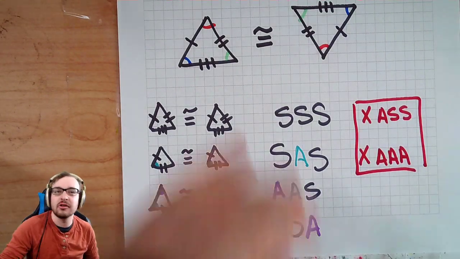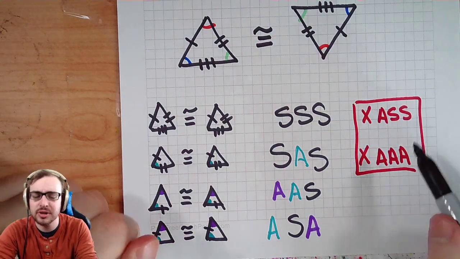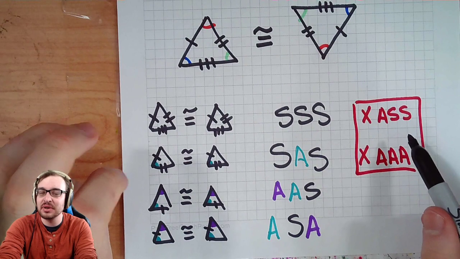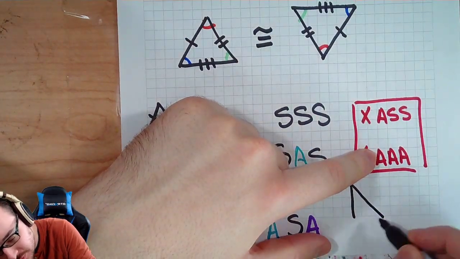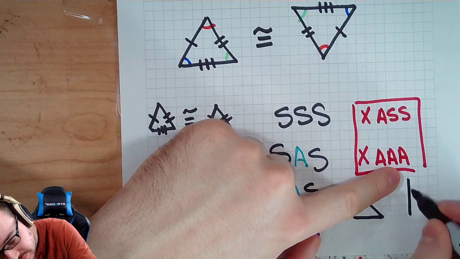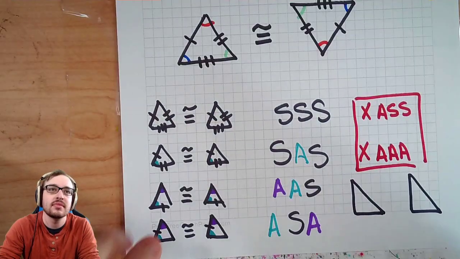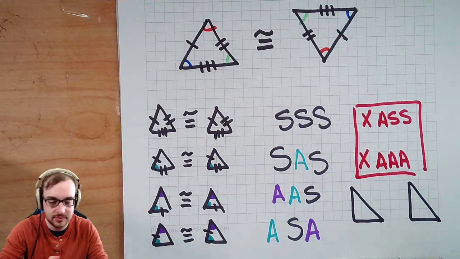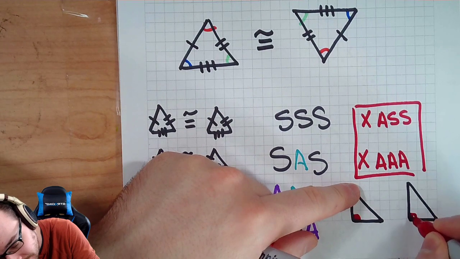There's also a last one, a fifth postulate, and it has to do with just right triangles. And it's actually ASS if you look at it, but it only works for right triangles, so it has a special name. So if I have two right triangles, like this, let me zoom in. Oh, actually, I'm already zoomed in. If I have two right triangles, I know that one of their angles is 90, right? So I get that for free.